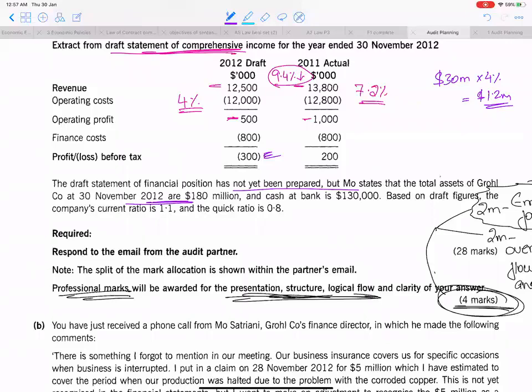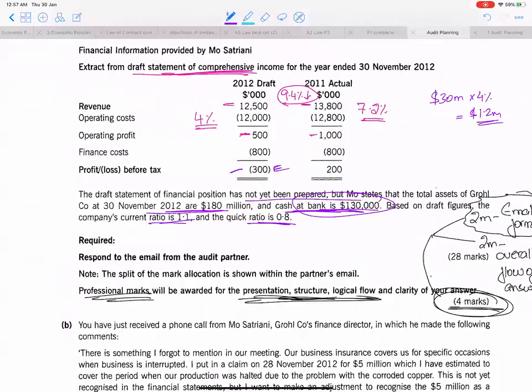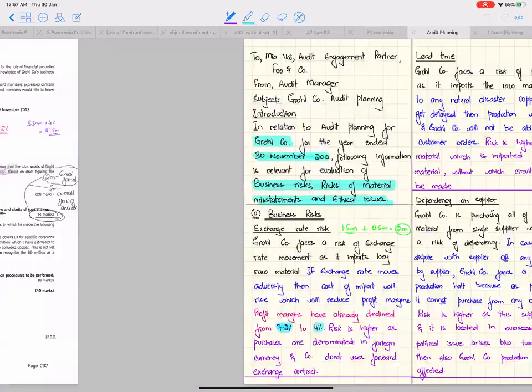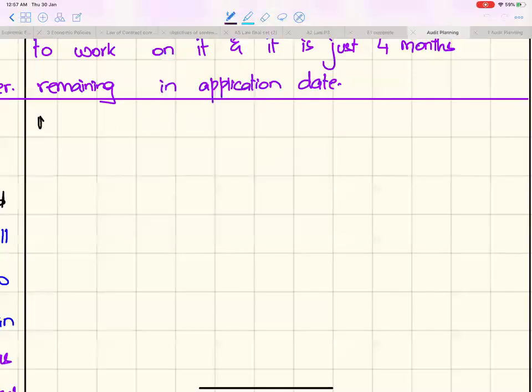And if you read the Grohl company, the draft SOP has not yet been prepared, but it states that the assets are 180 million, cash at bank is 130,000, current ratio is 1.1, and quick ratio is 0.8. Cash balance of 130,000 is very low because in 1 year you are creating a loss of 300,000. Current ratio of 1.1 and quick ratio of 0.8 is just on the borders. They are not good ratios. So let's write risk number 9, the new loan which the company is taking.